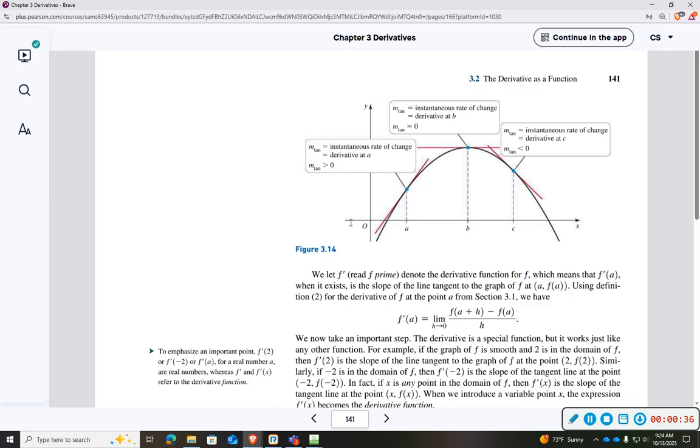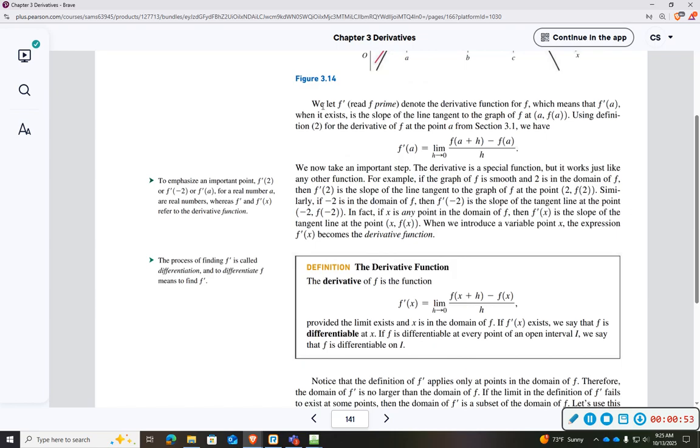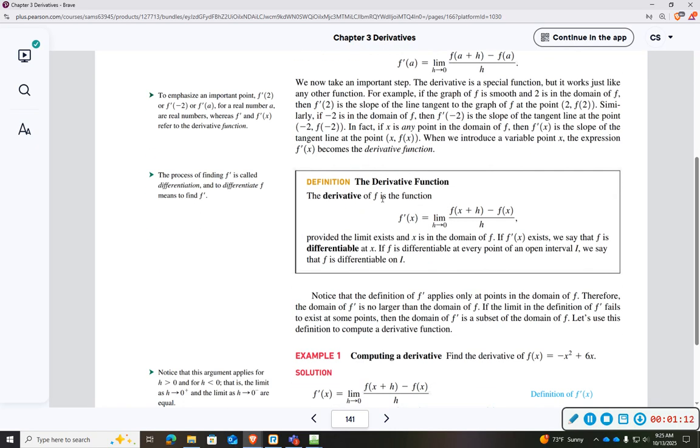So here they're kind of giving you a visual of a general graph, and the slope as we move along that line is changing. It's positive on this side, then it's 0, and then it goes negative. So as we work toward this definition, which we call f prime, we define it as the limit of f of a plus h minus f of a divided by h as h goes to 0. So this will find the derivative at the point a.